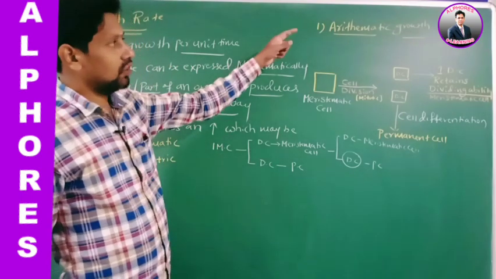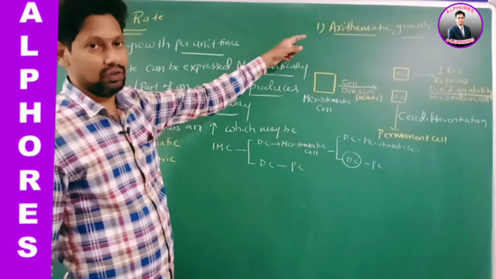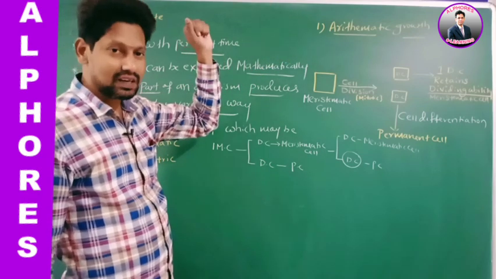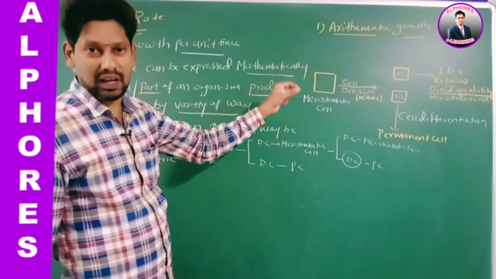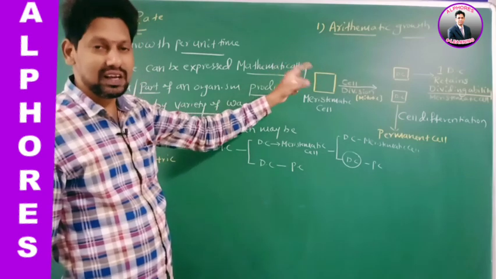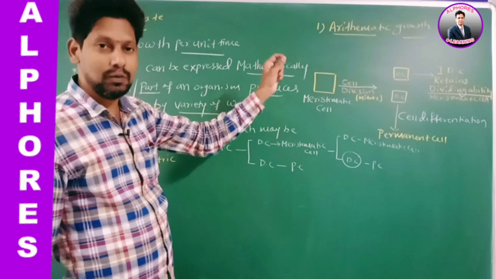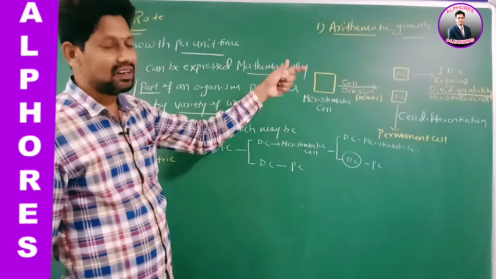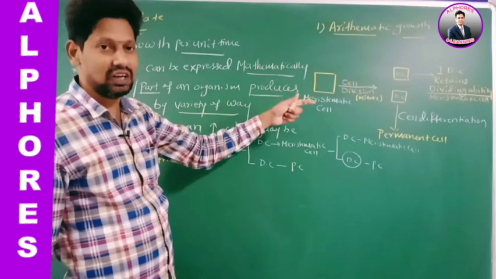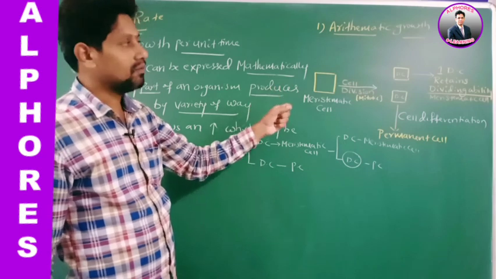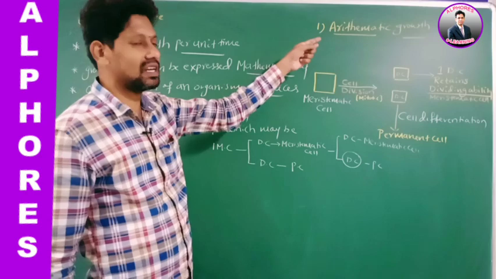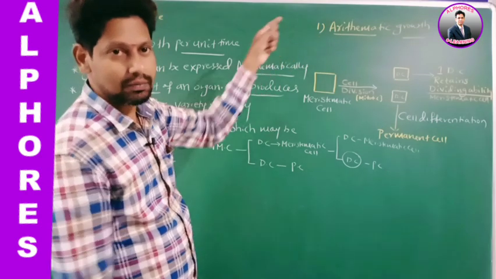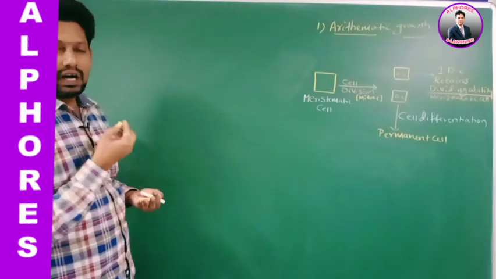Therefore, which growth are we discussing? Arithmetic growth. In arithmetic growth, when a meristematic cell divides, out of the two cells obtained, one daughter cell retains dividing ability and will be a meristematic cell, whereas the other daughter cell undergoes cell differentiation and produces a permanent cell. Such type of growth is called arithmetic growth. Is it okay?